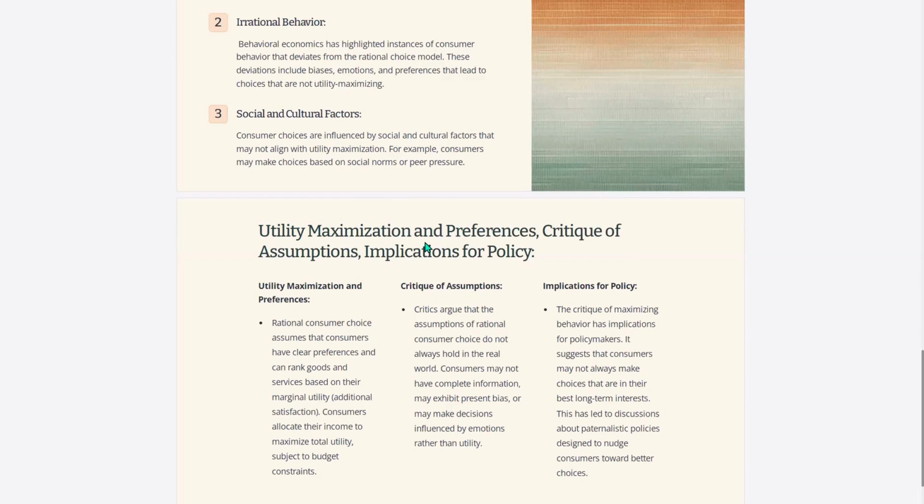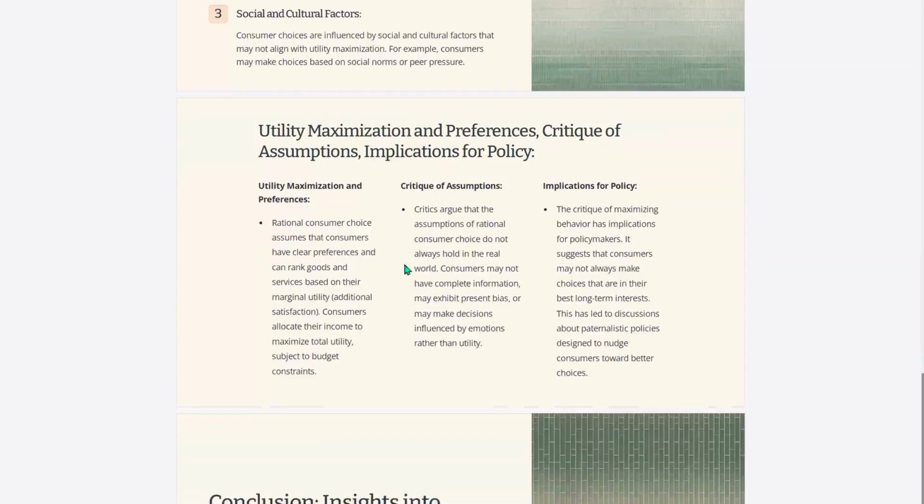Are you now able to comprehend this chapter? Similarly, utility maximization and preferences. When I'm buying something, will I get maximum utility? Maybe not, depending on the product.